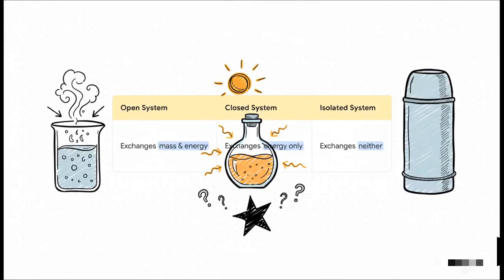Now, this is where it gets interesting. We classify these systems based on what they're allowed to trade across that boundary. An open system, like an open pot of boiling water, can swap both mass, which is the steam, and energy, which is the heat. A closed system, like a sealed bottle, can't lose any mass, but it can still exchange energy. And then you have the isolated system, our perfect thermos, which exchanges absolutely nothing. Nailing this difference is going to be critical for your quiz.